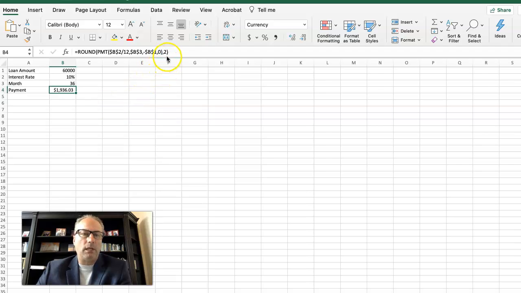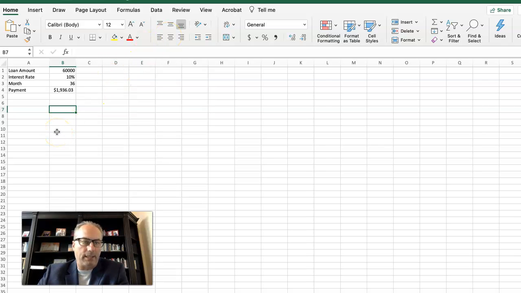We're going to have a comma, and then this 2 represents how many decimal points we want to round to. So we want 2 decimal points. We don't want it going way out here. And then we end the parenthesis. When you put that formula in, it's going to give you your payment amount of $1936.03. You can rewind this and play it again. This is going to help you in calculating this activity.